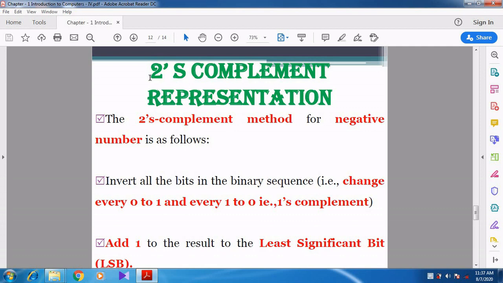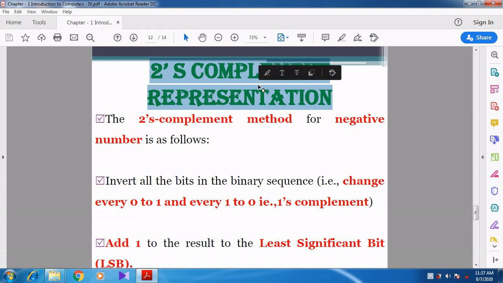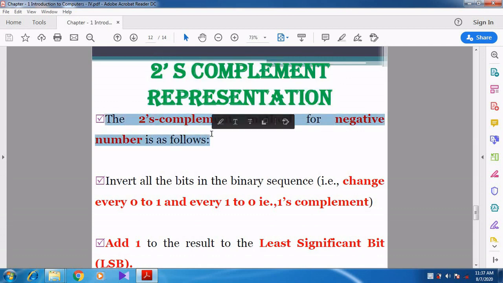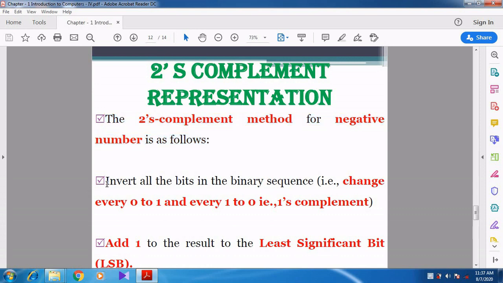So what is meant by 2's complement representation? The next level of ones complement is called 2's complement representation. The 2's complement is also applied only for negative numbers. Like ones complement, it is applied only for negative numbers. Then here what do we want to do? First we want to apply the ones complement.